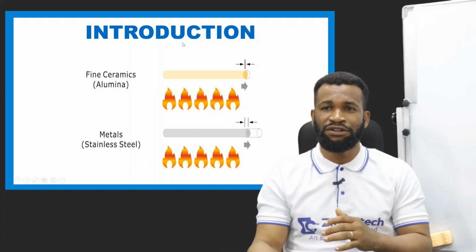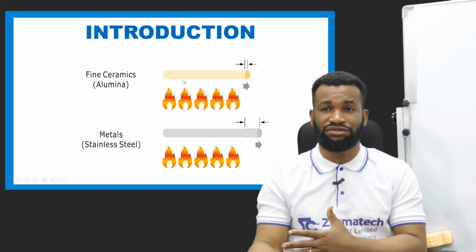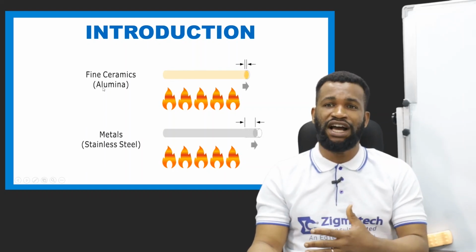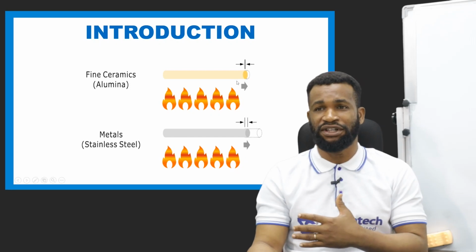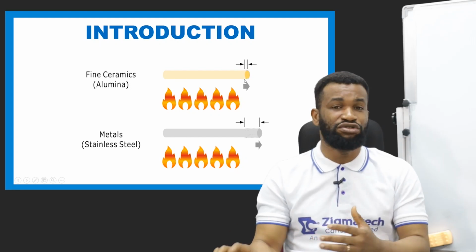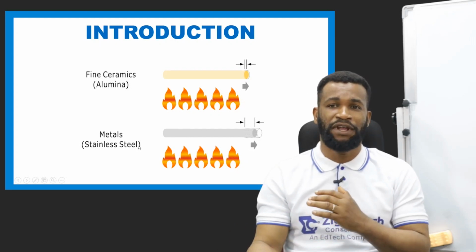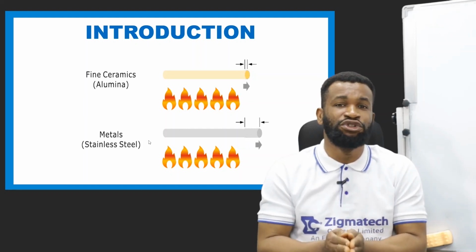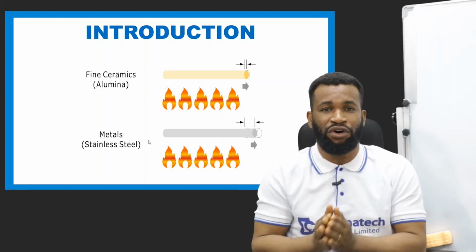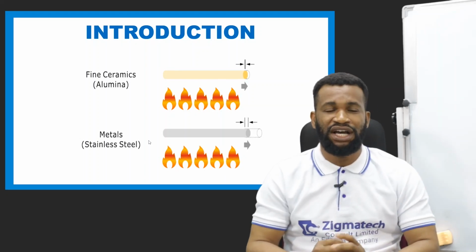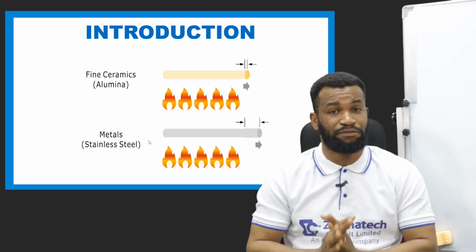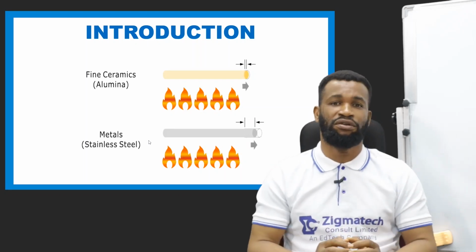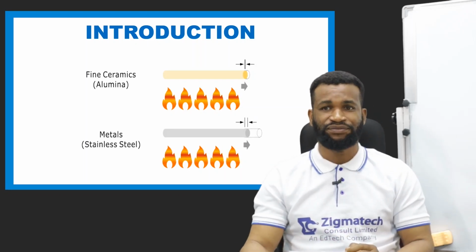Now, if you also see what you have on the screen, you realize that when we now have alumina, like fine ceramics, you see that the expansion is not as much as that of a metal like steel. And that means that every metal has its own unique way of expansion, or its value of expansion. And that is what we call the constant of expansion, or coefficient of expansion, of different metals.